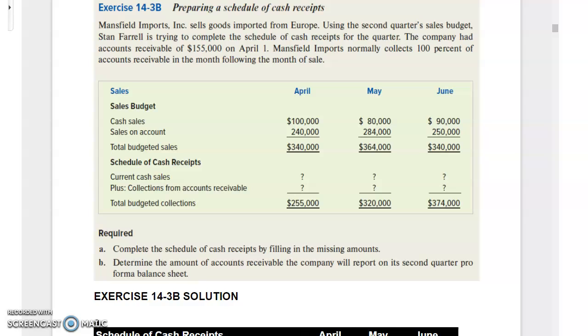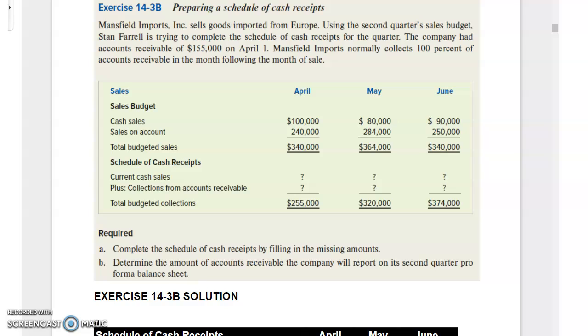Hello, today we're going to walk through preparing a schedule of cash receipts. Okay, this problem gives you how much the cash sales and the sales on account are for each of the months, and then it gives information about collections on sales on account, because you're going to need to know that to see how much they collect later.